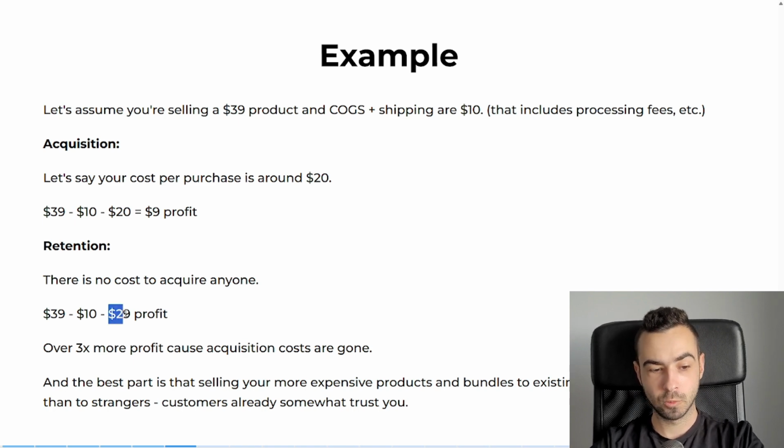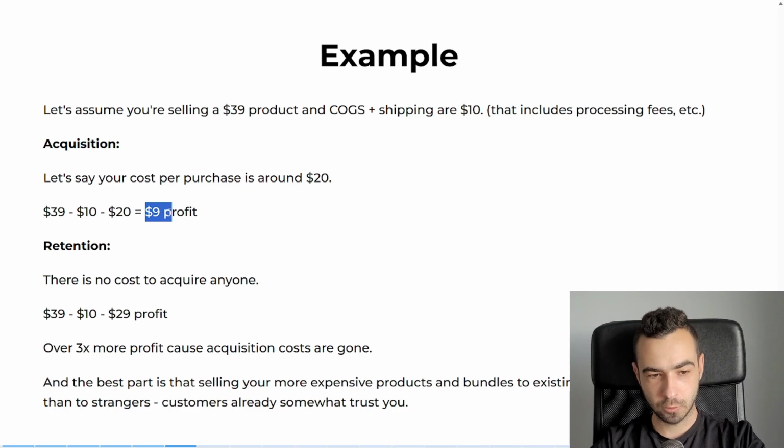But the point is that once you have your backend ready to go and optimized, you'll be making $29 more in profit based on what you've done before per every single customer. So once you acquire this customer, they're no longer giving you $9 in profit, but if you get them to order from you one more time, you'll be making $38 in profit just because you already paid the cost to acquire them. And the best part is that selling your more expensive items or bundles or anything else to existing customers is easier than to strangers, because they already know you, they trust you, and you know what your brand is all about.